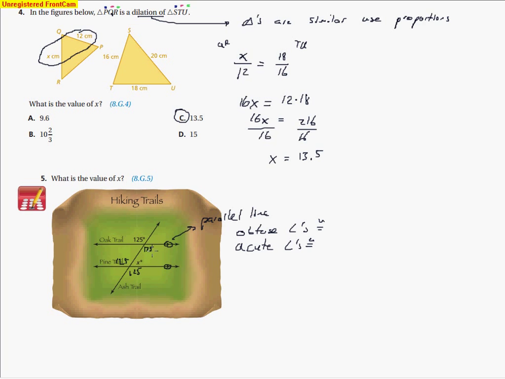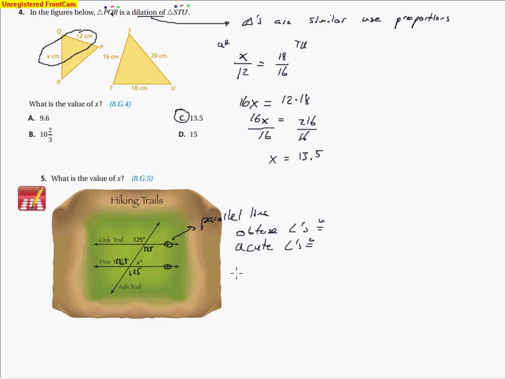And I can prove it by using some terminology like the 125 is vertical to this 125. This 125 is corresponding to this 125. This 125 is alternate exterior angles. And so that's how I can prove that.